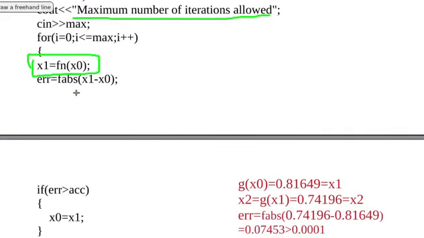Next I need to check whether my function returns a value which has reached the accuracy level. For that I am calculating the error value. Error value will be equal to x1 minus x0. I always need to have a positive value. For that I am using the function fabs. Fabs will provide a positive value, that is, whatever is the sign of x1 minus x0, this function converts it into a positive value. That is, error will always be a positive value.